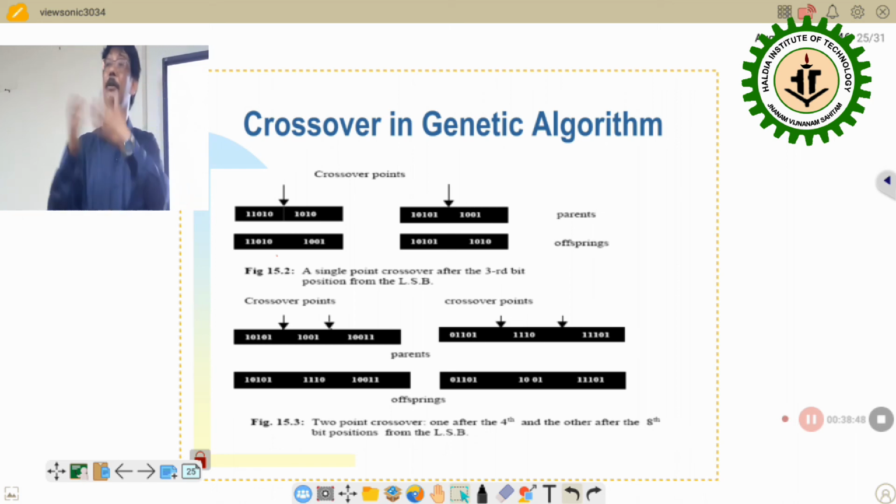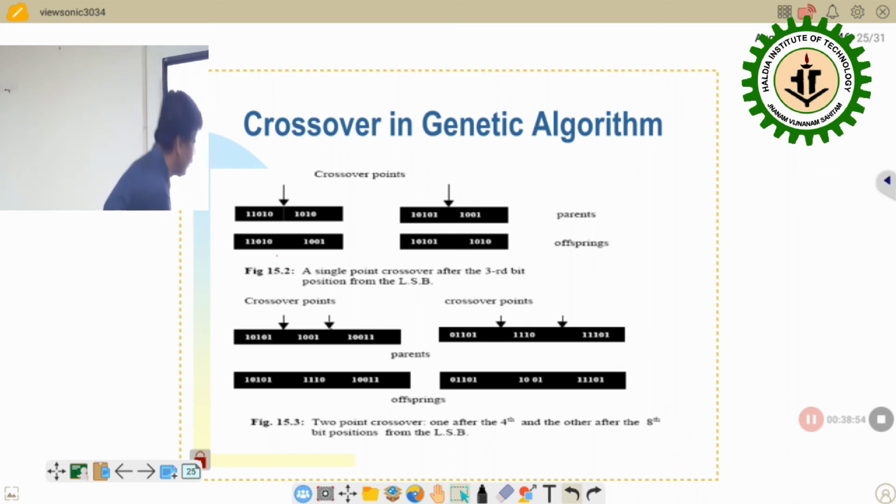Now, how will they produce the offsprings? So the partition has been done at 2 points, the 4th and 8th positions. Now you see that the first child, that is the first offspring, has 10101, and up to this part it is inheriting from the first parent. Now you see the middle one, 1110, where is it coming from? This part is inheriting from parent number 2.